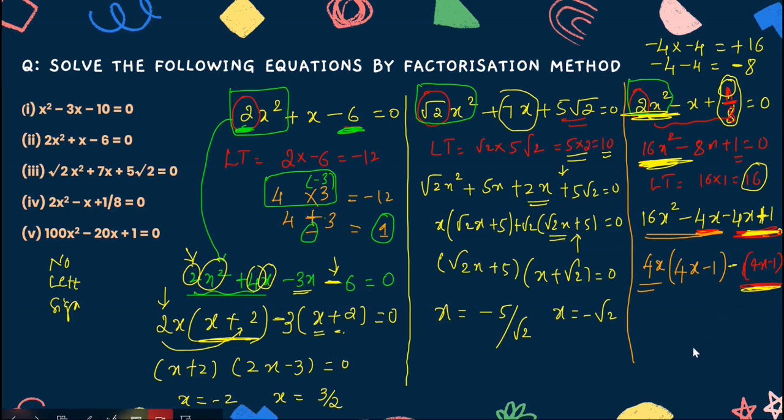I told you. If there is a change, write minus. If there is no change, write plus. But nothing has changed, right? 4x, 4x, 1, 1. So you will write 1 outside. If nothing changed, write 1 outside. Now two brackets are 4x minus 1 equal to 0 and another bracket is also same. So same answer, x equal to 1 by 4 twice.